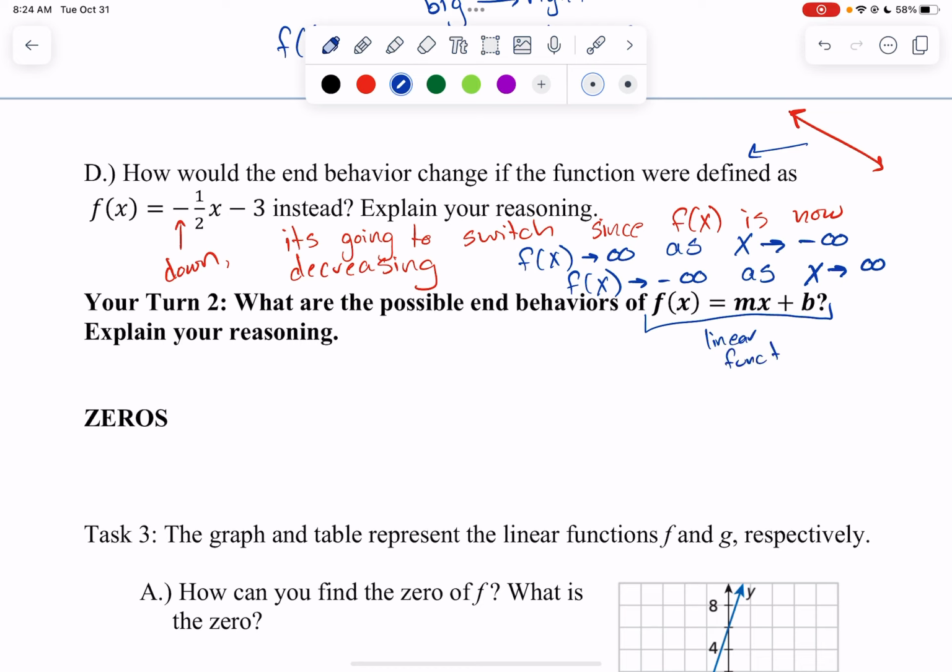What are our possible end behaviors for that? Are there only certain possibilities, or are there an infinite number of possibilities? What can you end up getting out? Explain your reasoning.